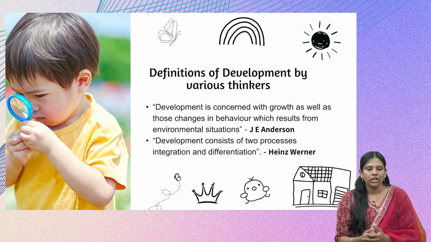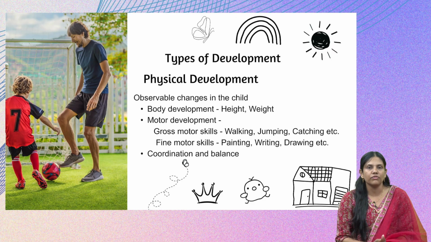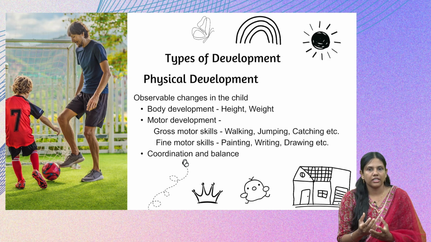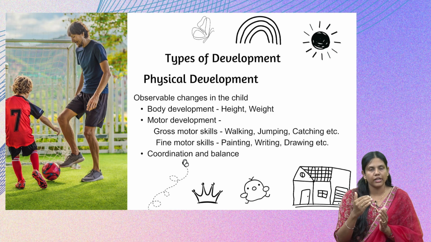Now let us look into the types of development. The first one is physical development. The title itself gives you an idea that it is the observable changes in the child, like body development, height, and weight. If we see a toddler, when we go to the doctor, they always ask what the height of the child is and whether the weight is appropriate to the height as well as the age. That is body development.